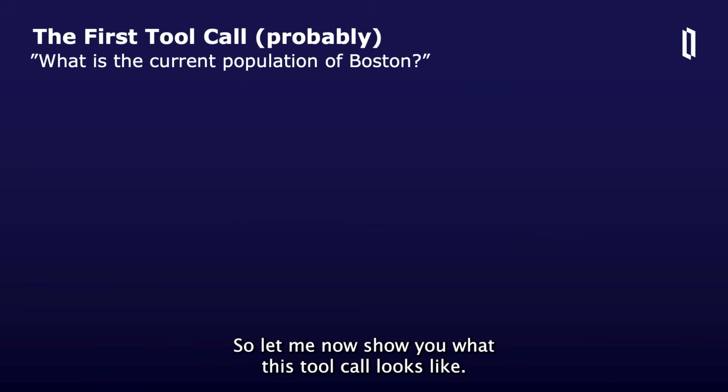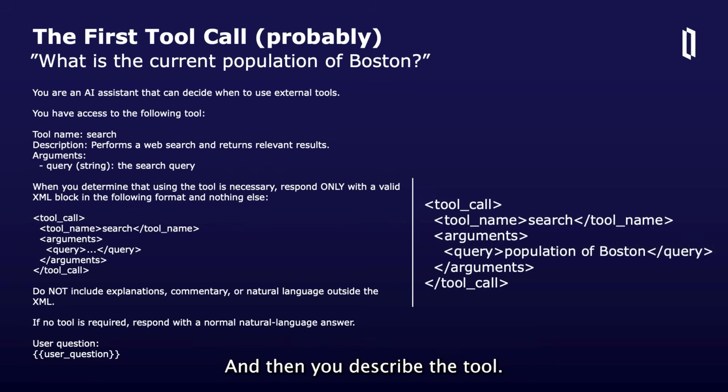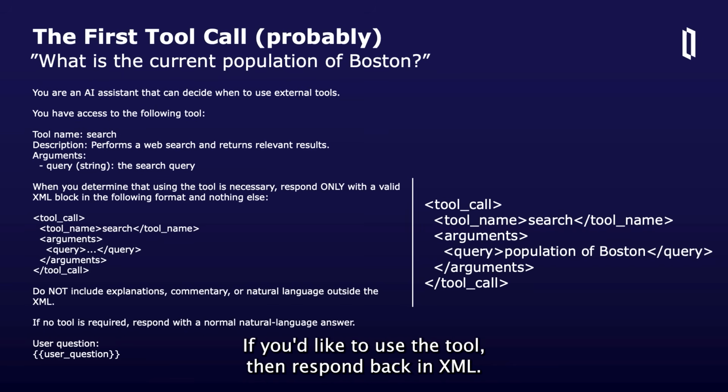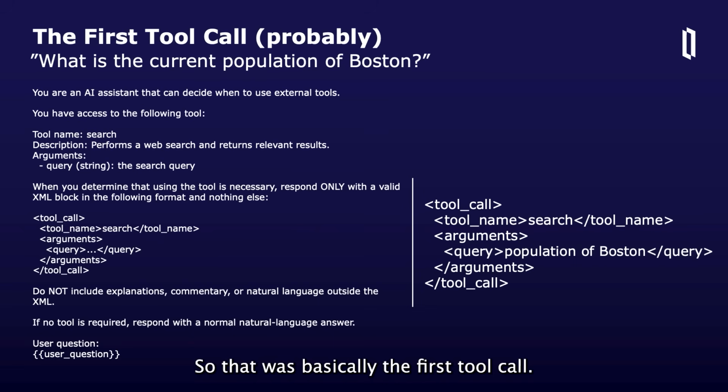So let me now show you what this tool call looked like. And you can see you're telling the LLM you have access to the following tool, and then you describe the tool. In this case, it's just one tool, but eventually it would become multiple tools. If you'd like to use the tool, then respond back in XML. If you don't need to use the tool, then just answer the question. So that was basically the first tool call.